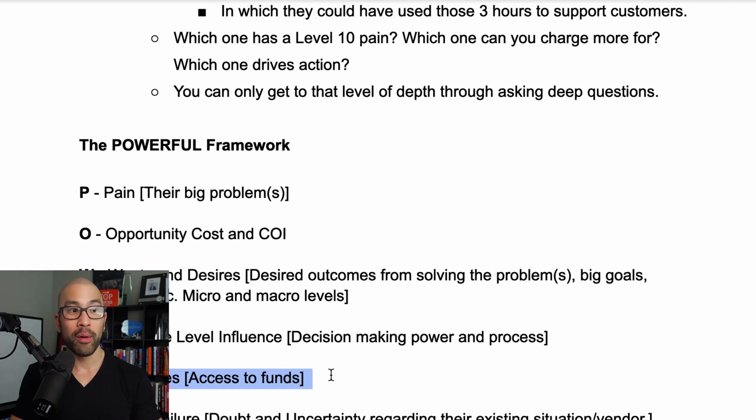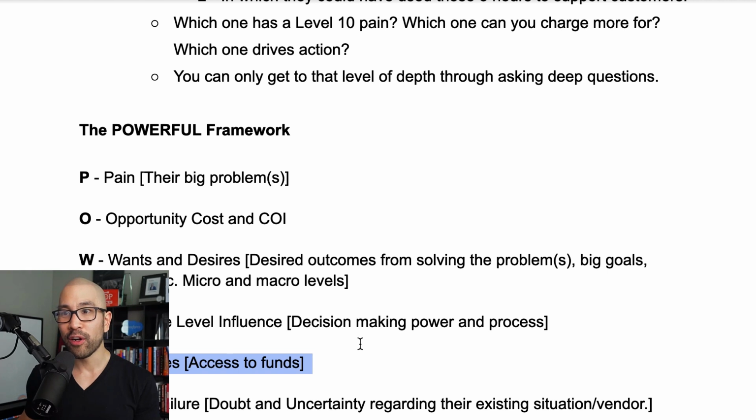This could be from other departments you're pulling funds from, or it could be from accessing other capital outside the company. It really depends on exactly what you're looking to do. They might need to take a business loan out. Who knows? But ultimately, you will not be able to get to that level of depth, to them wanting to access funds, if you are not uncovering these things in the powerful framework. And if they're too low level, they definitely won't have access either. That's something else to think about.